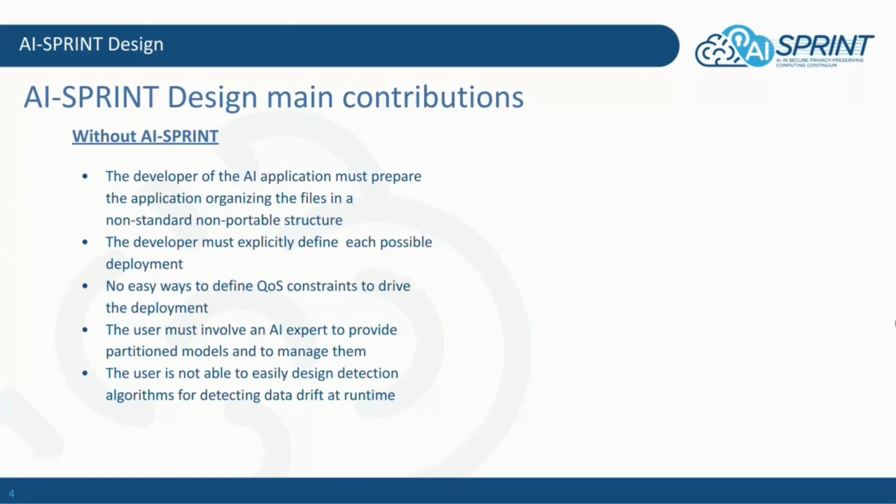The design of an AI-based application to be deployed in the computing continuum is not an easy task without 𝗖𝗄𝗃. The developer of the AI application must provide the implementation of the components as well as the configuration files in a non-standard and non-portable structure. Each possible deployment must be explicitly defined in the case of alternative implementation of the components with degraded accuracies and multiple candidate resources. There are no easy ways to define quality-of-service constraints to drive the deployment, and the user must involve AI experts to provide partitioned models. Finally, there are no automatic ways to design detection algorithms for detecting data drift at runtime.